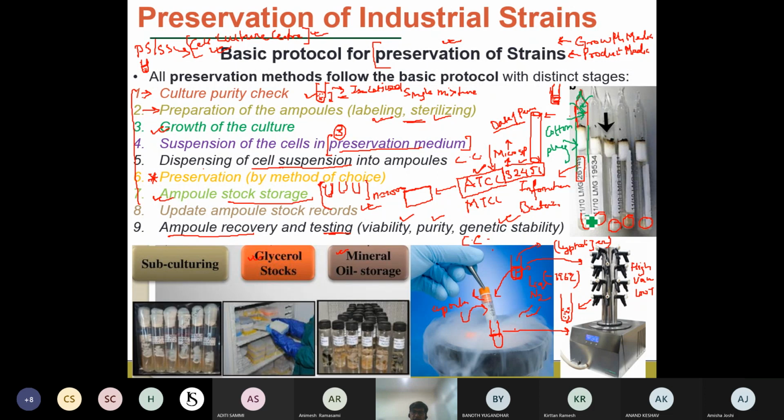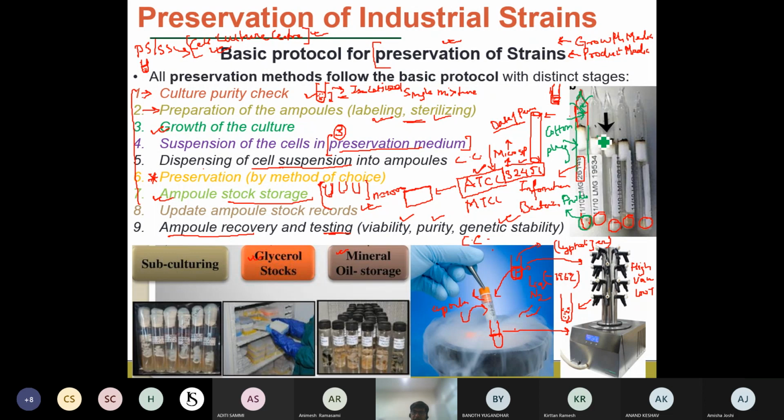Okay, and below this we have generally the cell cultures in the freeze-dried powdered form. When we freeze dry any suspension of the cells, what we obtain is a powder. So we have the viable microbes in the powdered form, and that is placed at the bottom of this ampule.